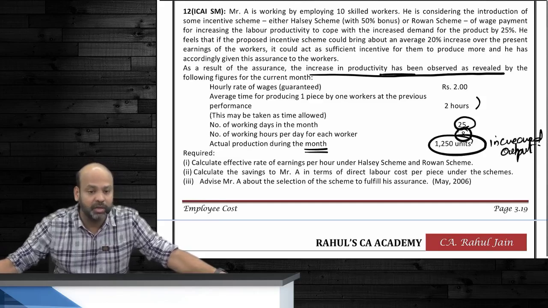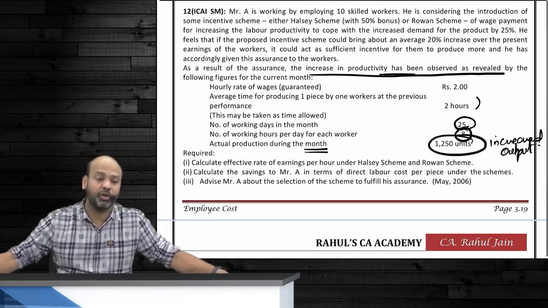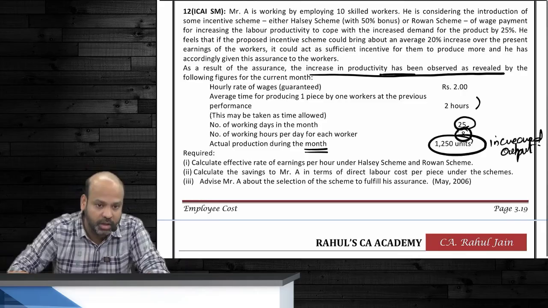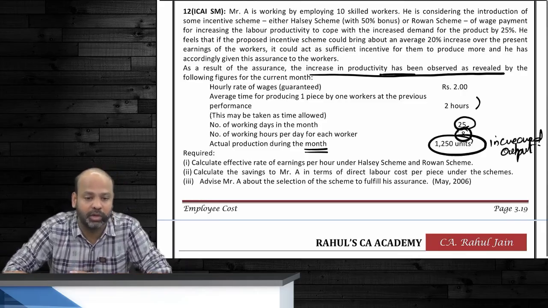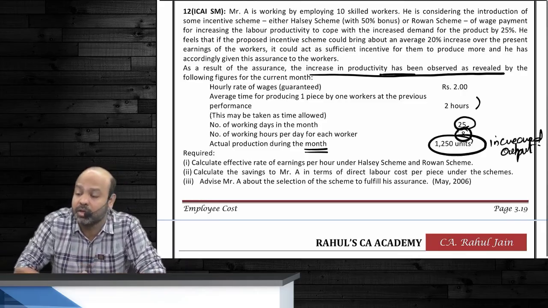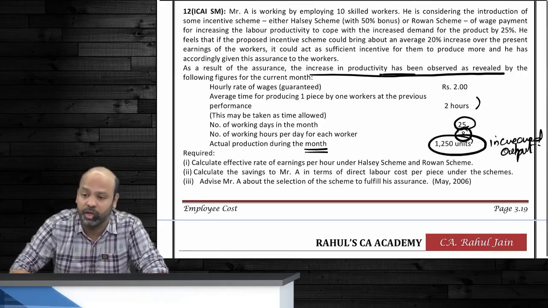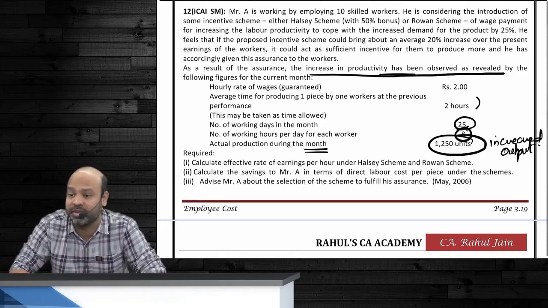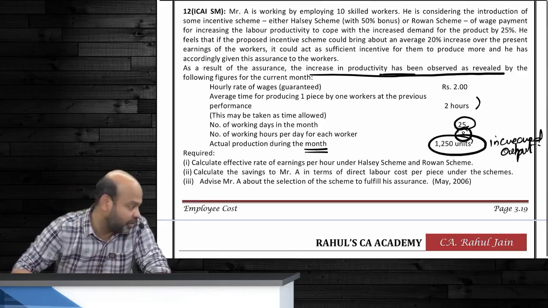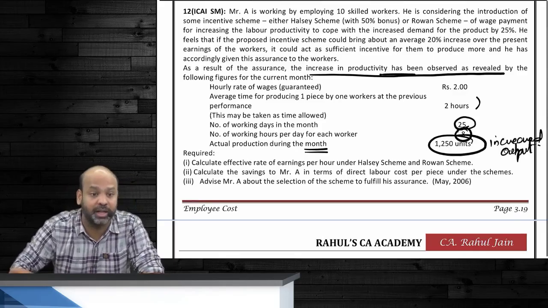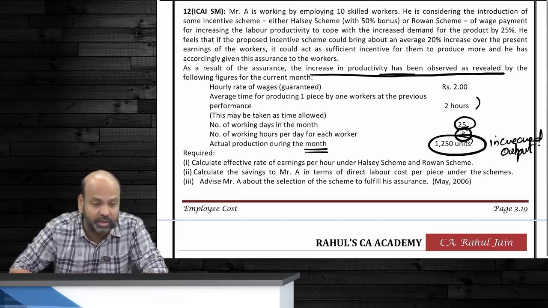None of them are working for more number of hours. In the same amount of time, they're increasing output. Earlier also they were working for 2000 hours. Even now they're working for 2000 hours. The only difference is earlier they were manufacturing 1000 units, but now they're manufacturing 1250 units. And why are they manufacturing more? Because we are giving them an incentive. Are we clear about this?